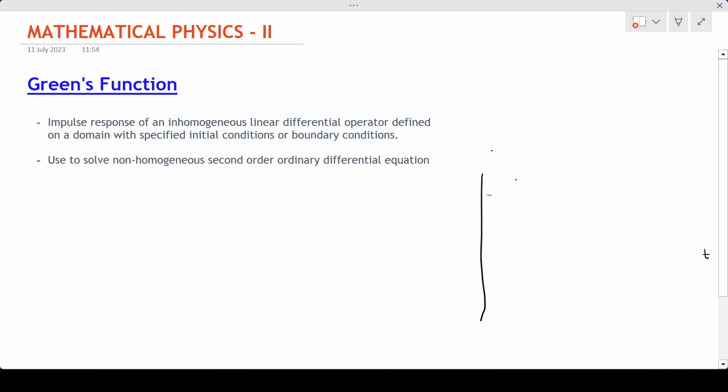So hi everyone, Green's function. Today our topic is Green's function.